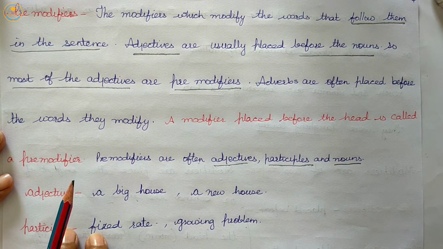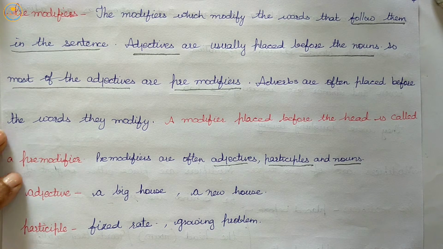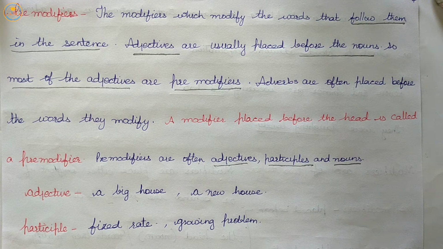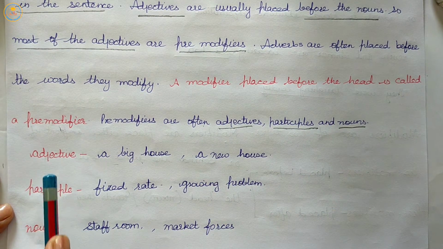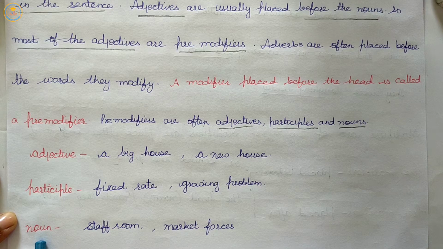pre-modifiers are the modifiers which modify the words that follow them in the sentence. Adjectives are usually placed before the nouns, so most of the adjectives are pre-modifiers. Adverbs are often placed before or after the words they modify. A modifier placed before the head is called a pre-modifier, and pre-modifiers are adjective, participle and noun.